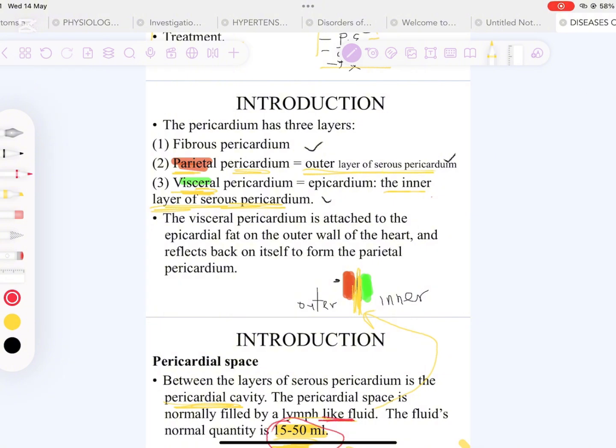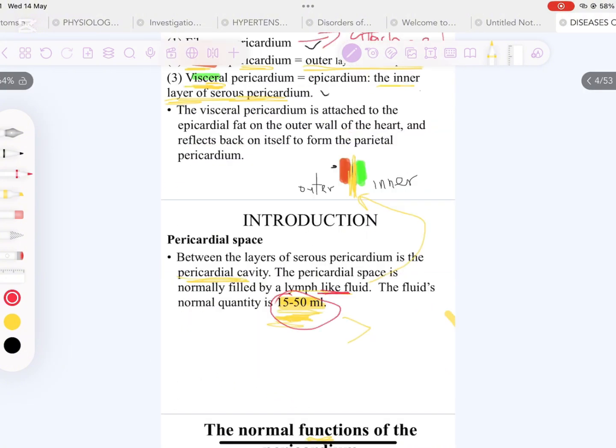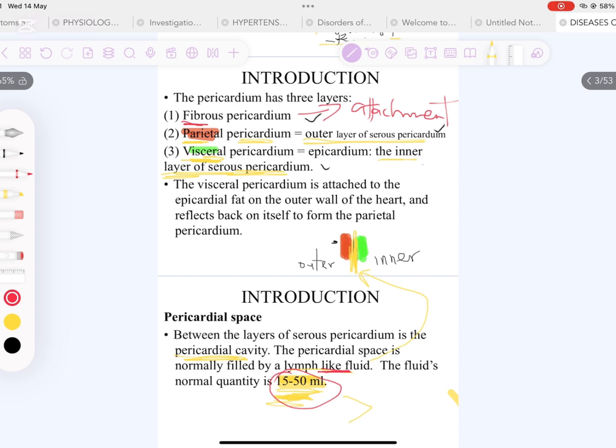And then we have another layer, the fibrous pericardium. The main work of this fibrous pericardium is attachment. It's not like it's wrapping per se, it's just another layer that helps to attach the pericardium to surrounding structures in the thorax. So let's go over this.